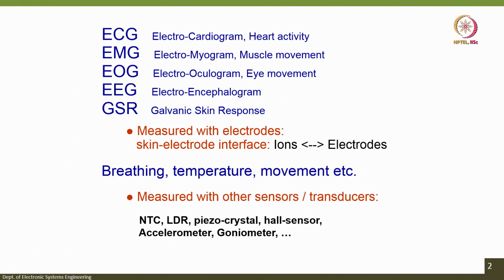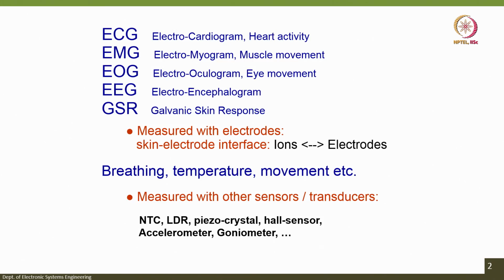If you want to acquire the signals when your eyelids are moving or there is eye movement, right, then you can use EOG, which is electrooculogram. When the signals are arising from the brain and you are acquiring those signals, we call it an electroencephalogram, while the galvanic skin response GSR is used for several factors.